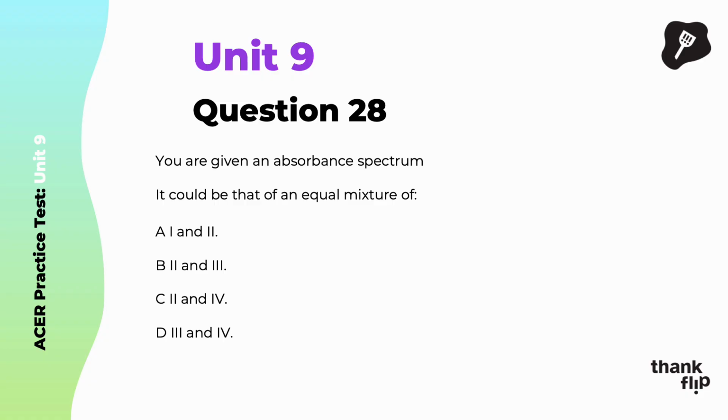We're given a spectrum and we have to figure out what mixture corresponds to this spectrum. So is it a mixture of 1 and 2, of 2 and 3, of 2 and 4, or 3 and 4? In order to figure this out, we have to look at the different peaks that are appearing in this absorbance spectrum. So we have a peak at about 400 nanometers. Then we have another peak that is around, let's say, 470 nanometers. Then we have another one that's around, let's say, 670 nanometers as well.